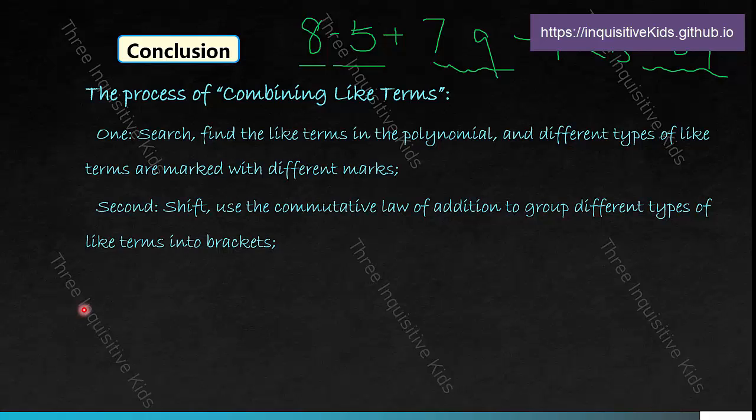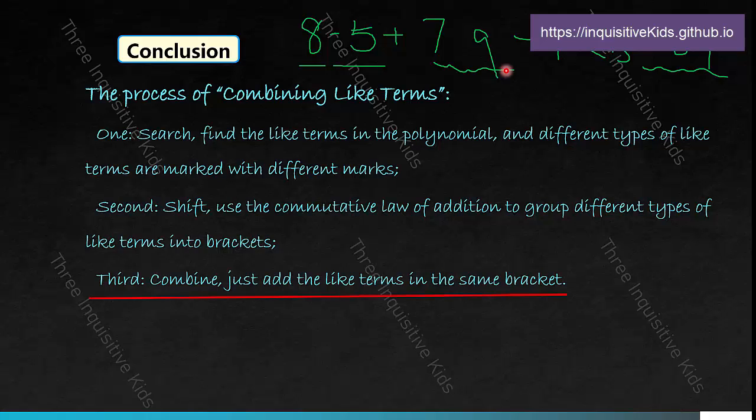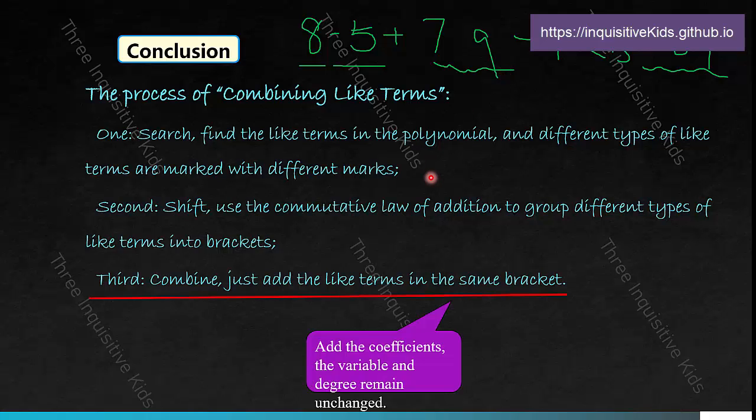Second, shift. Using the commutative law of addition to move different types of like terms into brackets. What it's talking about here is that this 8 and this negative 5 are already next to each other, so we could just calculate that. But we need to move this negative 6q over next to the 7q and then calculate them. 3. Combine, just adding the like terms in the same bracket. So the ones that are next to each other, the like terms, you just combine them, and then that's your answer.